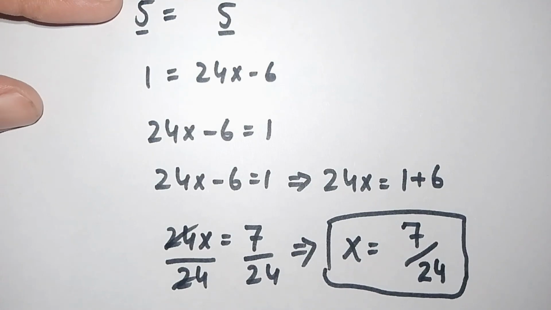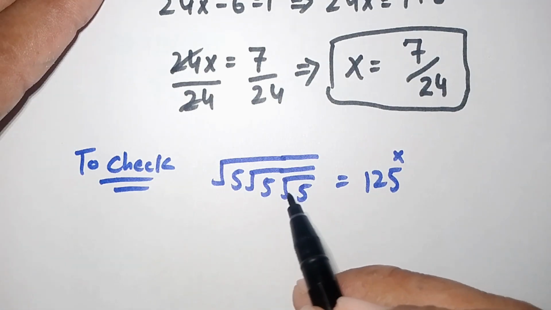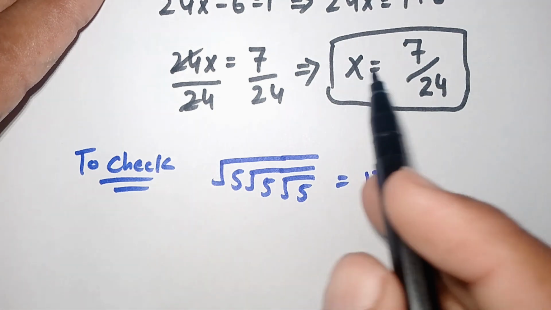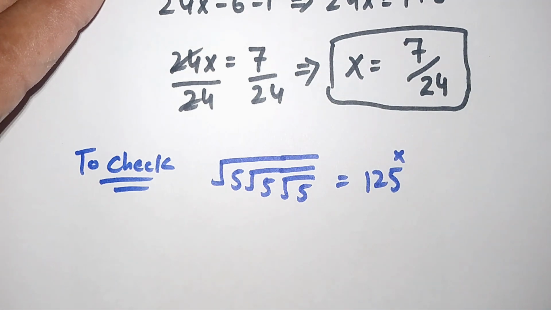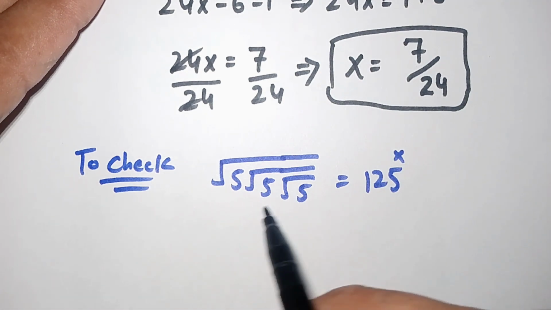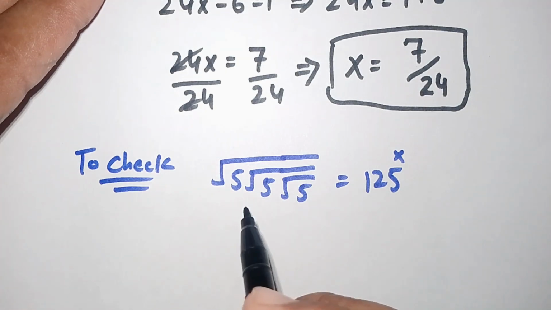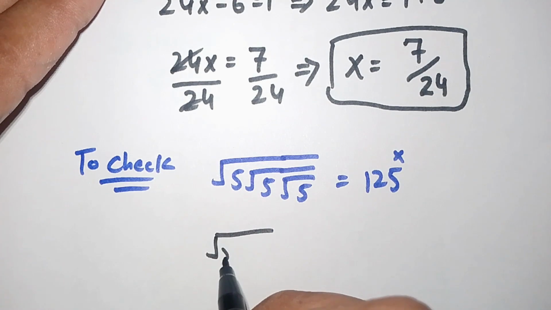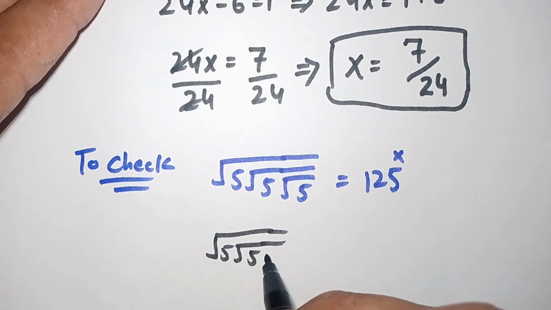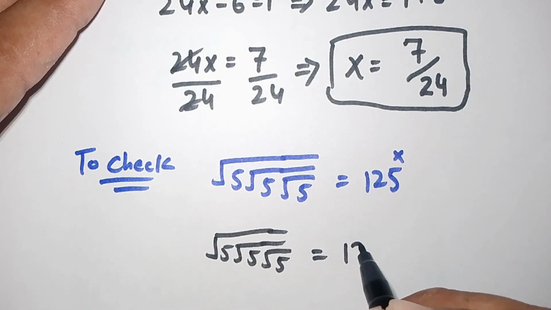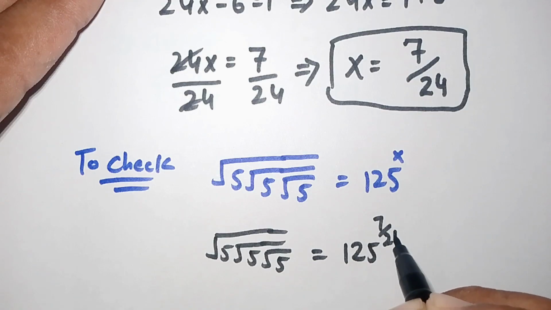Now we have to check this value, whether it is correct or not. Now we have to check this equation for the value of x, whether the value of x is correct or not. To check this, we put the value of x as 7 divided by 24. So here, the square root of 5 under square root of 5 under square root of 5 is equal to 125 to the power of 7 divided by 24.